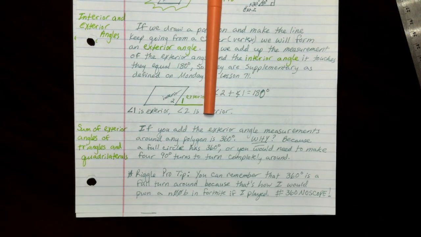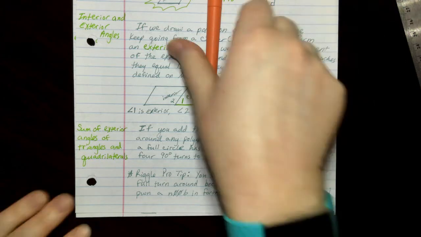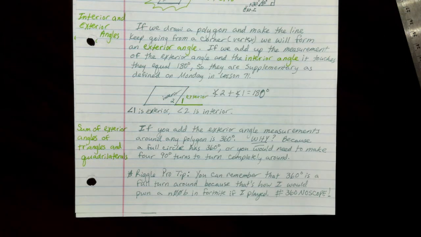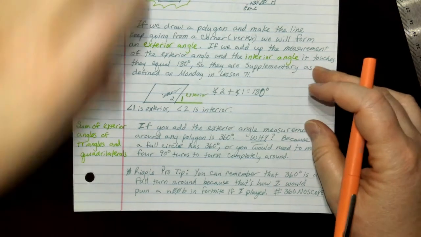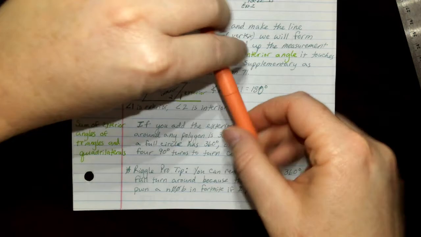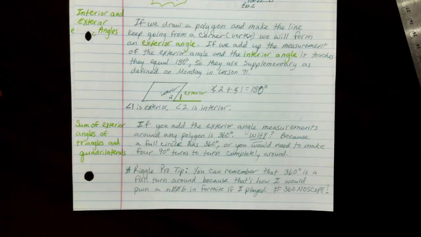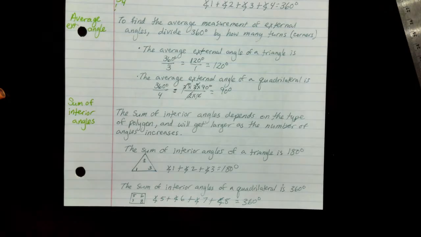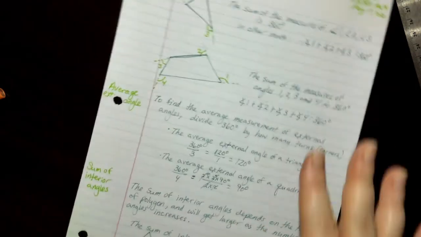And my Wriggle Pro tip, air horns. You can remember that 360 degrees is a full turnaround because that's how we would pwn a noob in Fortnite, if I played it. Hashtag 360 no scope, whoop whoop. You know, the move where you're facing forward and then all of a sudden you go, boom! 360 no scope without any assistance. Because I'm just that good.